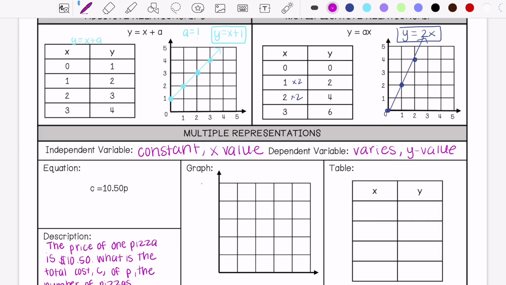All right, so I'm going to make my table. So if I buy 0 pizzas, it's $0. If I buy one pizza, it's $10.50. If I buy two pizzas, it's $21. And if I buy three pizzas, it is $31.50. So my number of pizzas is what's constant when I'm in control of. And my cost depends on how many pizzas I buy.